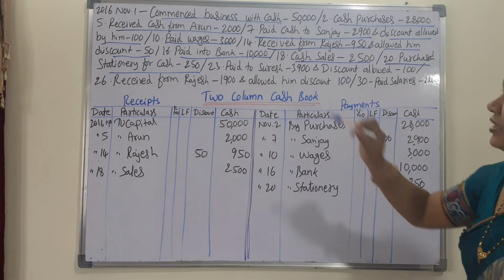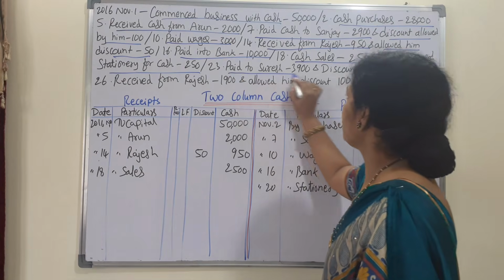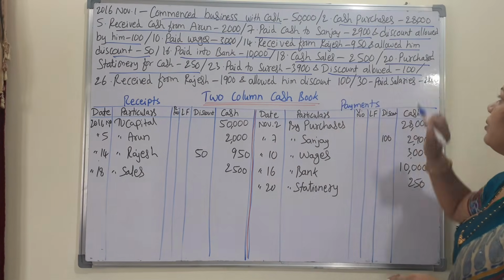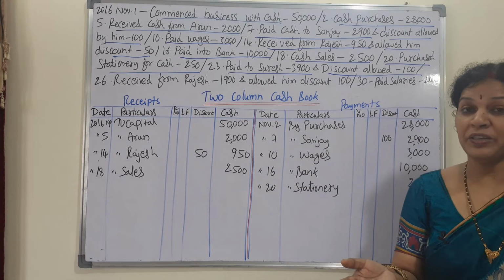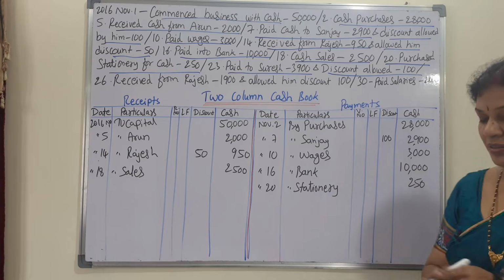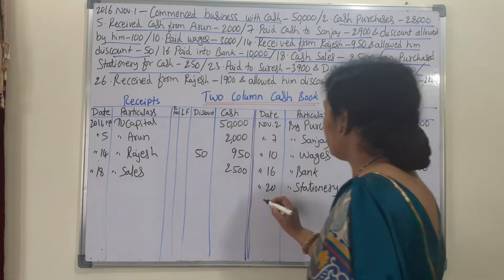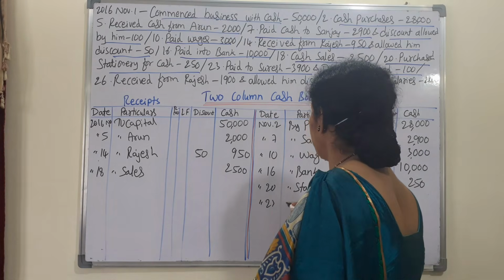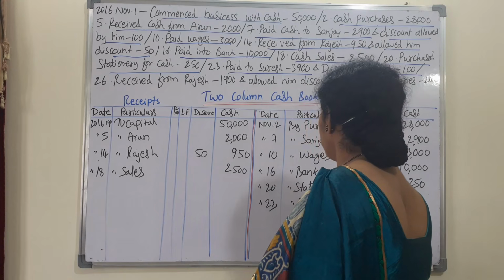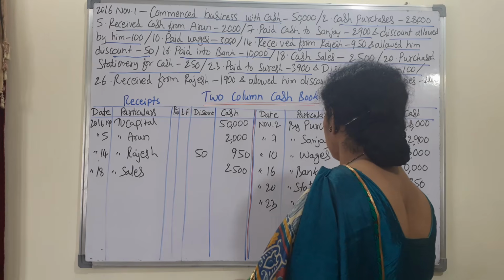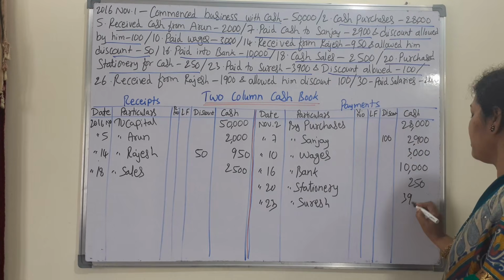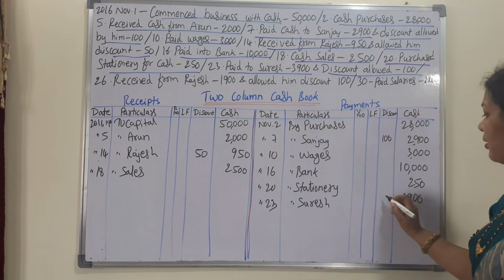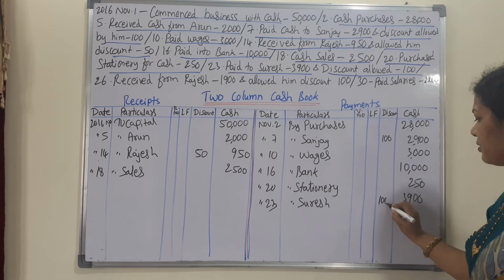Then 23rd, paid to Suresh 3900, discount allowed 100. We are paying to Suresh. Paying to Suresh means it's a payment. So the payment will be on the credit side, 23rd, by Suresh. How much are we paying? 3900. Discount allowed 100, we will write in the discount column.